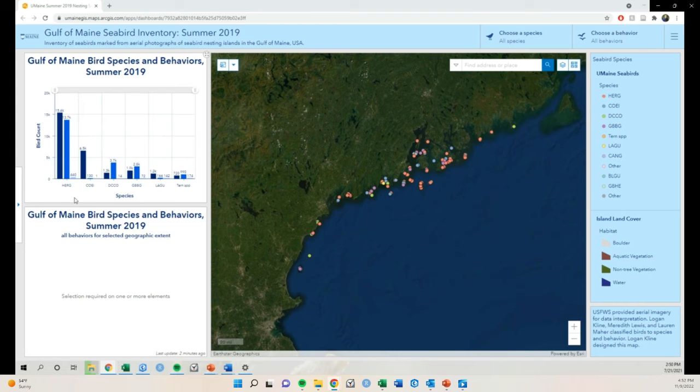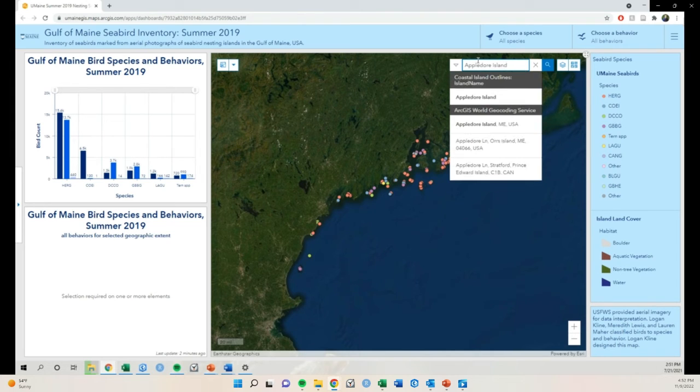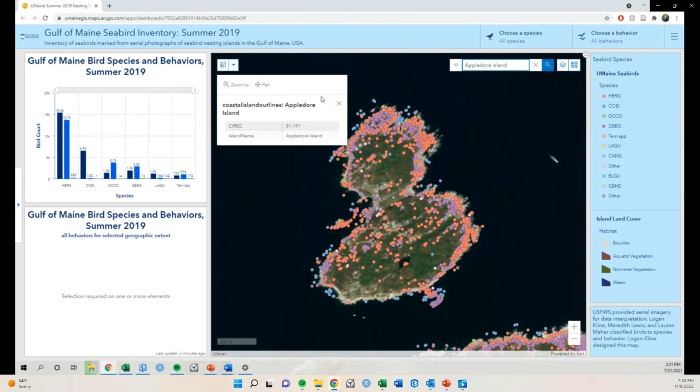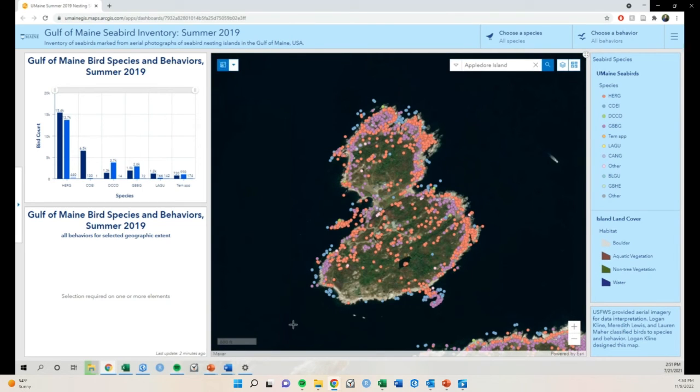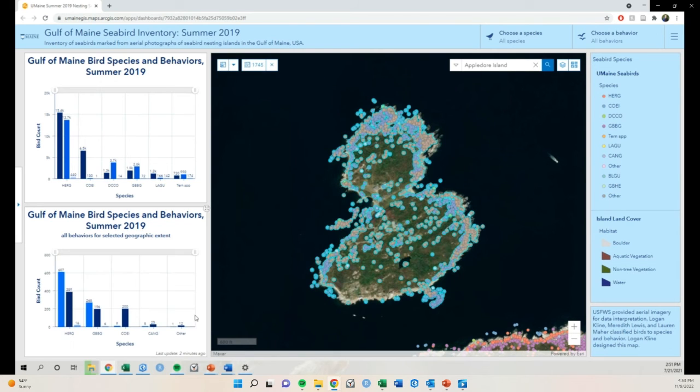On the bottom, we have the same sort of graph that updates given the geographic selection on the map. Let's say we want to see the count for birds on Appledore Island. We can search for this island by name up here. And then we can draw a selection around that island. And we'll see that the bottom graph is updated in order to show the counts for Appledore Island in the summer 2019 data. For instance, here we have 607 nesting herring gulls, 389 roosting herring gulls, and 16 flying herring gulls that were detected on Appledore Island in 2019.